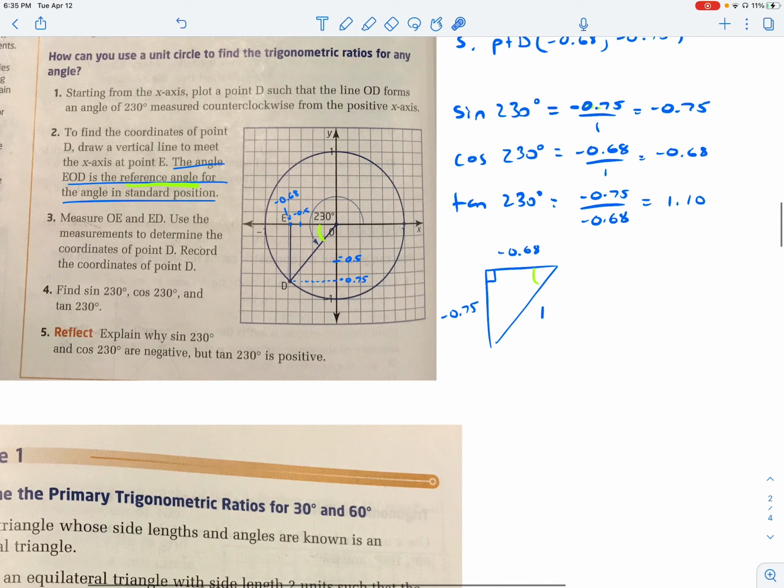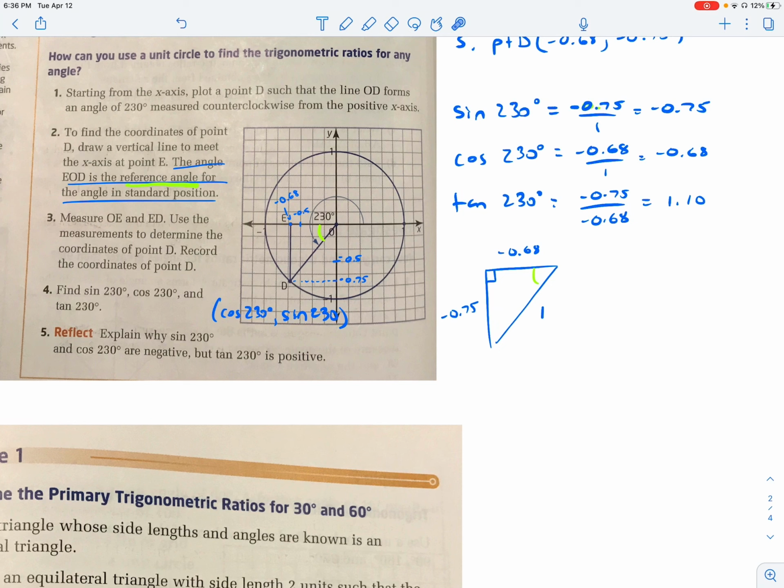All right, now for the fun part. It says, explain why sine 230 and cos 230 are negative, but tan is positive. If you remember, the point here, the ordered pair, the x value is cos of 230, and the y value is sine of 230. It's always cos of this angle for the x, and sine of this angle for the y. That makes it real easy. We found this point, so that's how we got sine and cos. And then tan, we just divide this one over this one.